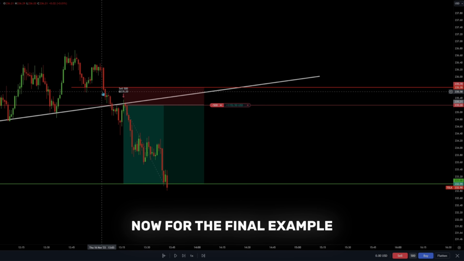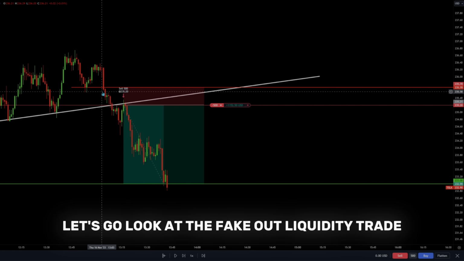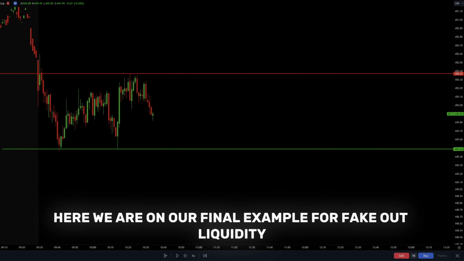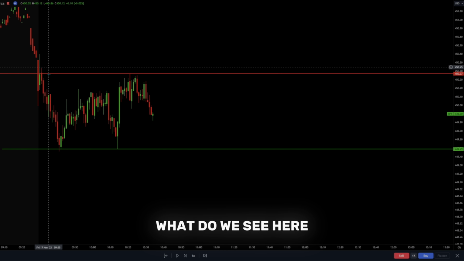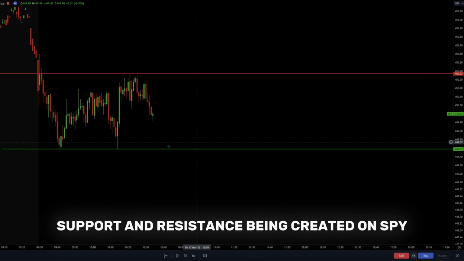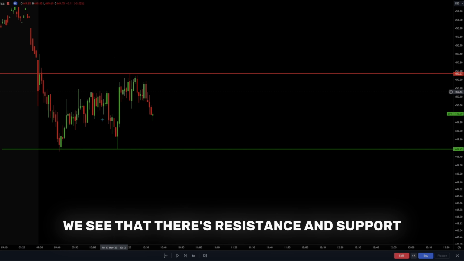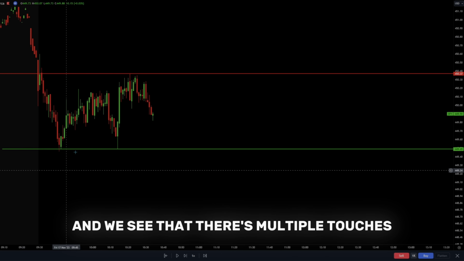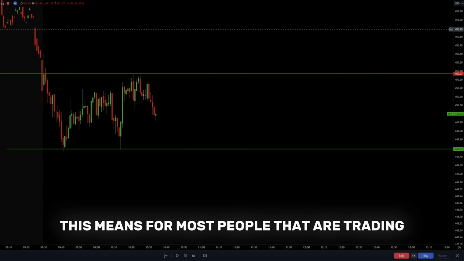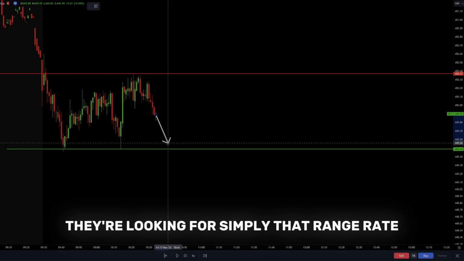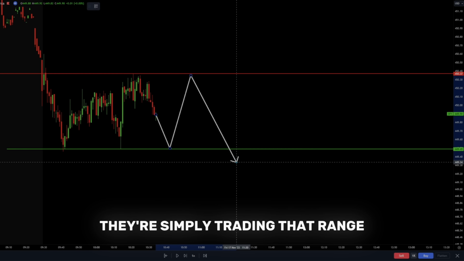Now, for the final example, let's go look at the fakeout liquidity trade. Here we are on our final example for fakeout liquidity. What do we see here? We see a very simple support and resistance being created on SPY. We see that there's resistance and support, and multiple touches. This means for most people trading the stock, they're looking for simply that range. They're simply trading that range.